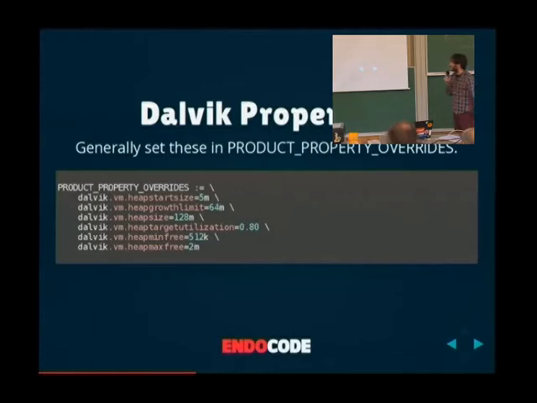The next one is heap target utilization, which is what the garbage collection routine uses for knowing when to do garbage collection. It's clipped to 0.8, so if you put more, it will be 0.8 anyway. And the last 2, heap min free and heap max free: min free is the minimum amount of memory that has to be free, so if you go below that, it will grow the heap automatically, and max free is the opposite.